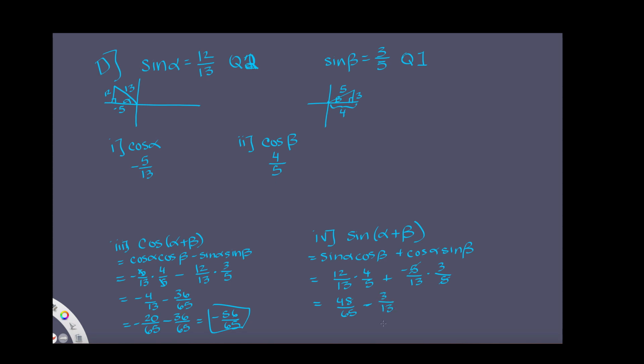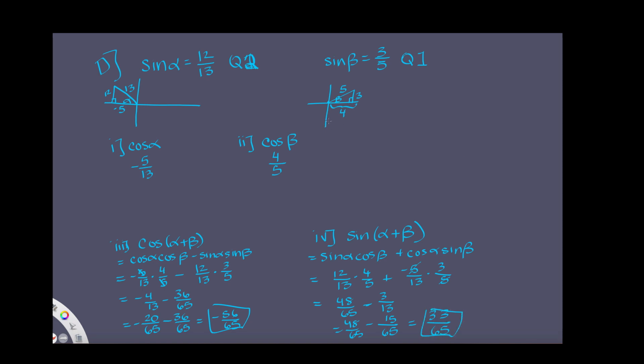Common denominator is again 65. 13 times 5 is 65. 3 times 5 is 15. So 48/65 minus 15/65 is 33/65. All right, so these are kind of fun.